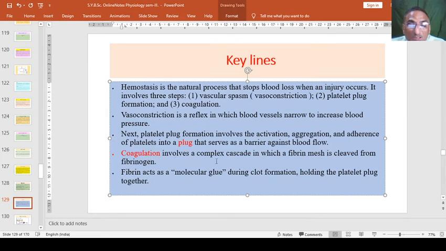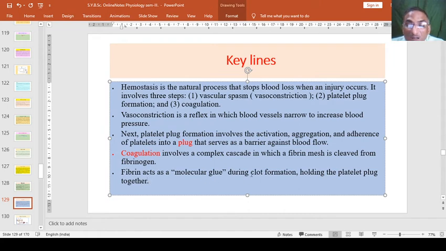It involves a complex cascade in which a fibrin mesh is cleaved from the fibrinogen, and the fibrin formed from the fibrinogen acts as a molecular glue. You can say this is one of the molecular glue like materials. It sticks there to prevent the excess flow of blood outside.